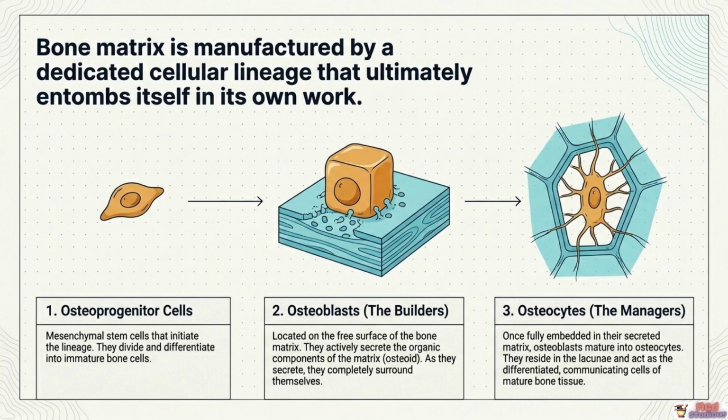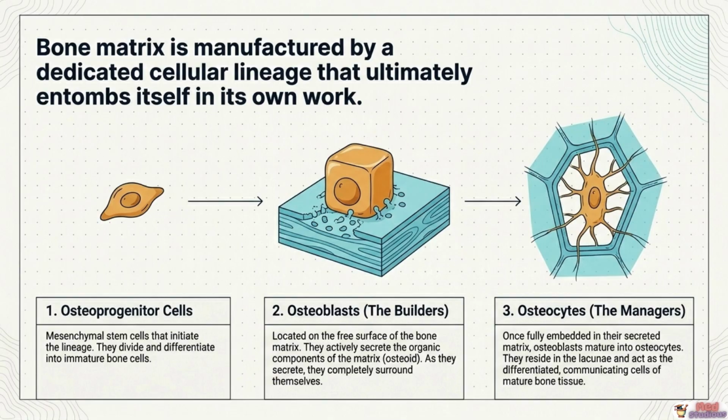The second stage is the osteoblast, the active bone builder. Osteoblasts are cuboidal to columnar cells clustered on the free surfaces of bone matrix, wherever active bone formation is occurring. They have a large, eccentric nucleus and a basophilic cytoplasm packed with rough endoplasmic reticulum, reflecting their enormous protein synthesis activity. Their primary task is secreting osteoid, the organic matrix precursor, and expressing alkaline phosphatase to drive mineralization.